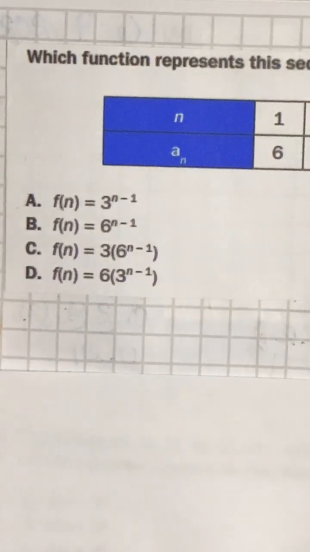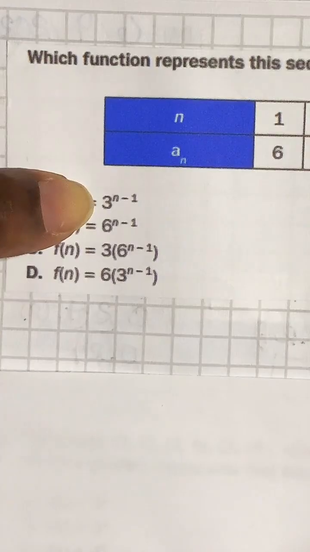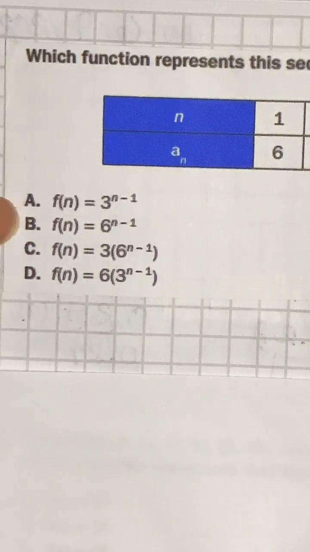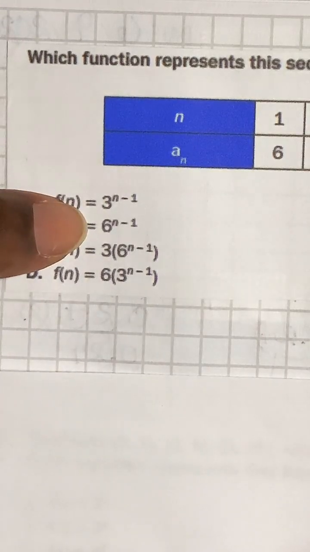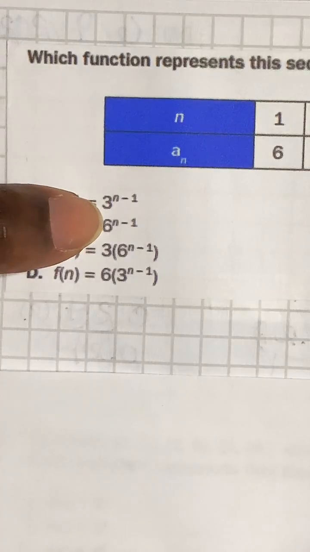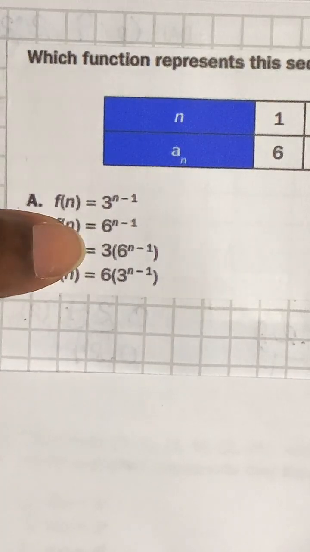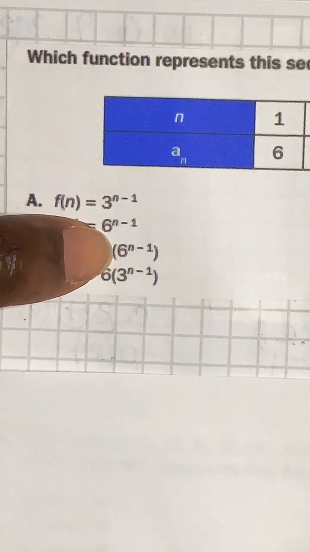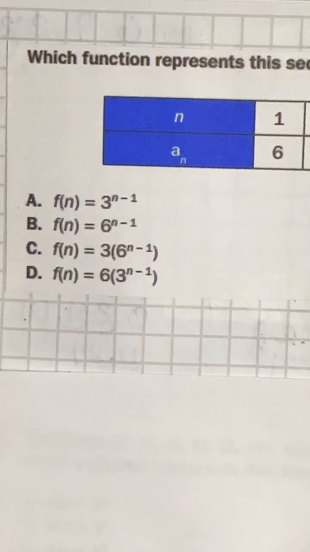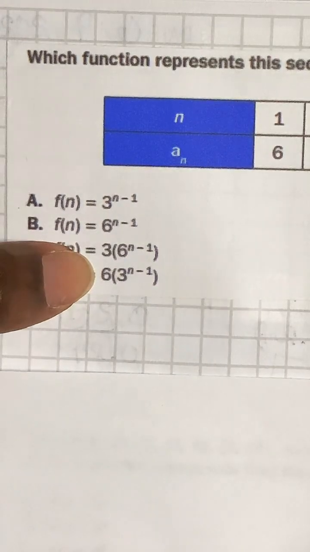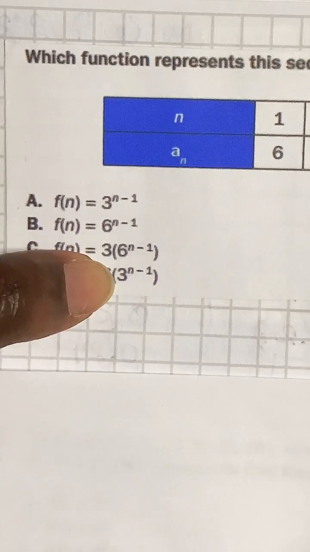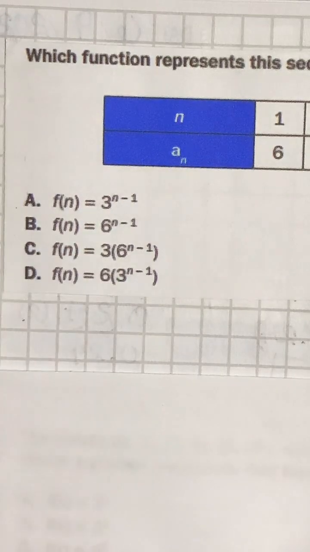We have f of n is 3 raised to the n plus 1. f of n is 6 raised to the n minus 1. f of n is equal to 3 times 6 raised to n minus 1. And f of n is 6 times 3 raised to the n minus 1.